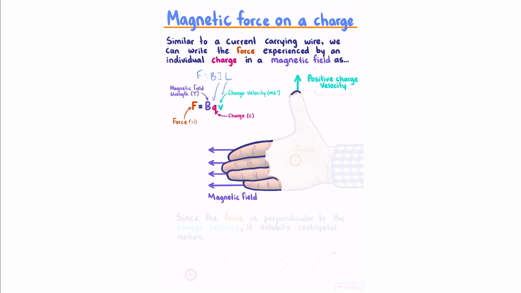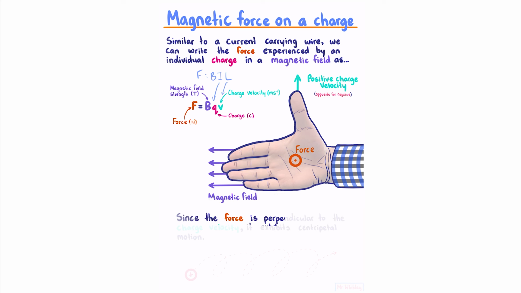And so if we have a magnetic field pointing towards the left, and we have a positive charge moving upwards, pointing our fingers in the direction of the field, and pointing our thumb in the direction of the positive charge velocity, our palm is going to point out of the page, indicating that that is the direction of our force. And now if we instead had a negative charge, our thumb would point in the opposite direction, and therefore so too would our palm, and therefore our force.